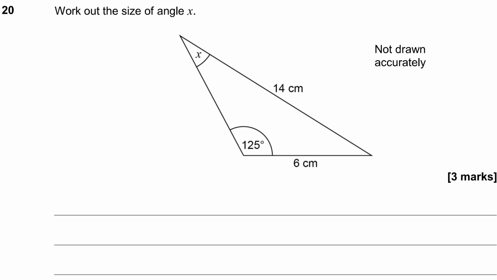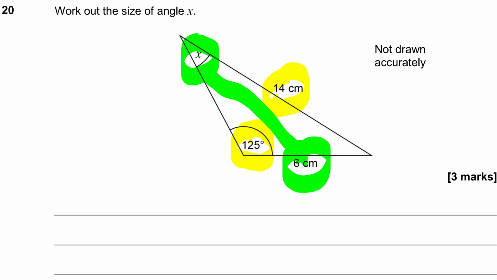Sine rule is about opposites. You need opposite pairs, and the cosine rule is about 2 sides and an included angle, or 3 sides looking for 1 angle. So here we've got opposites, haven't we? What I mean is I've got this 125 here and it's opposite that 14, and I've got this x here and it's opposite that 6. Okay, so it's going to be the sine rule.